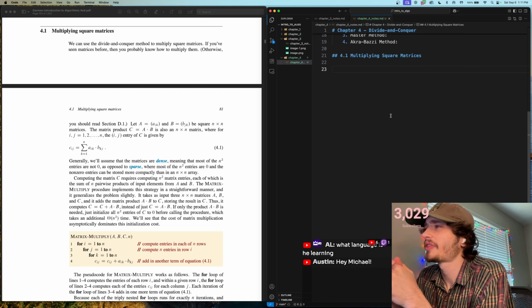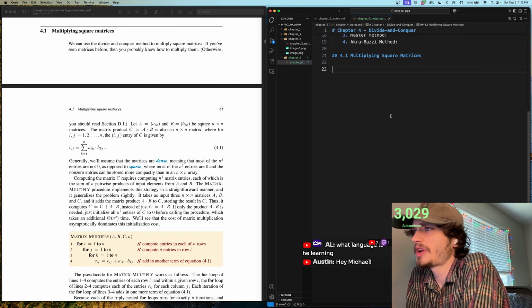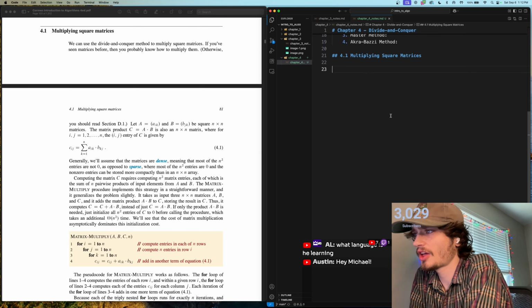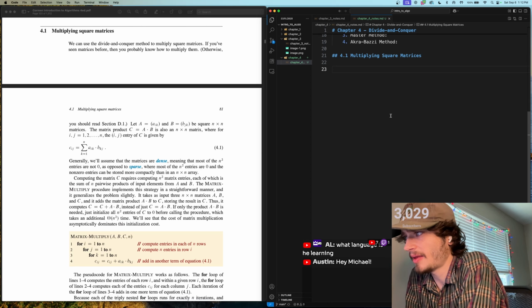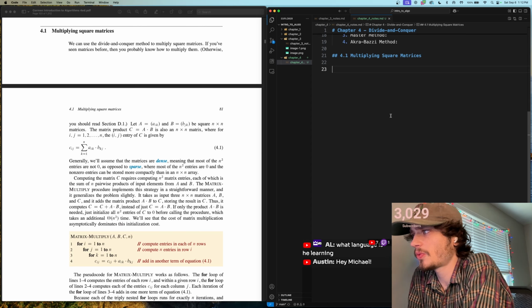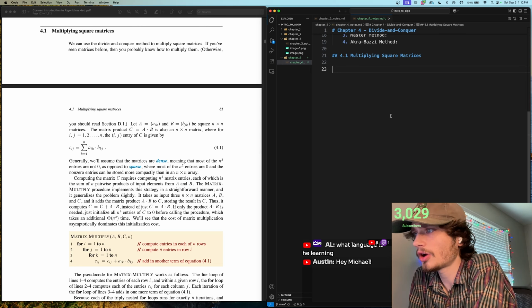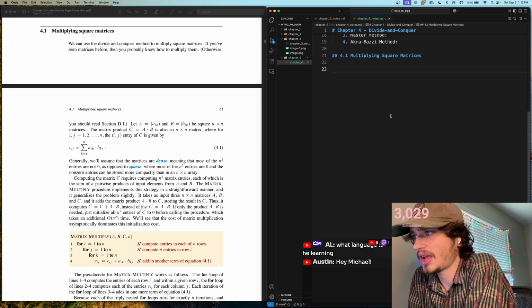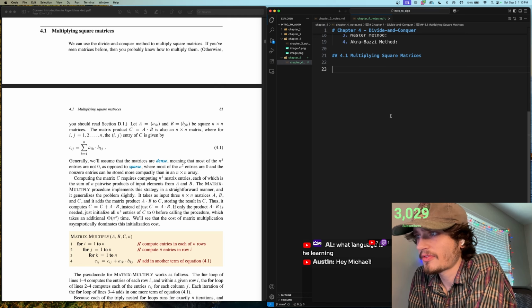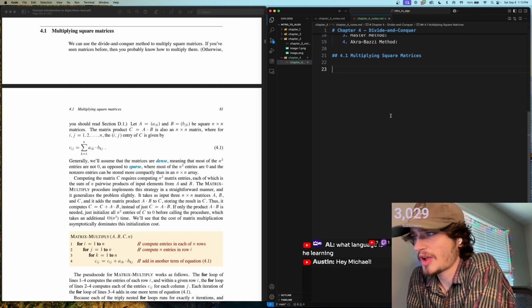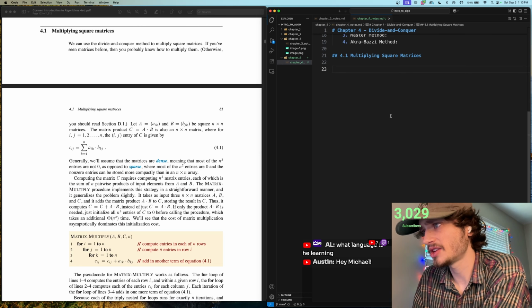We can use the divide and conquer method to multiply square matrices. If you've seen matrices before, then you've probably known how to multiply them. Otherwise, you should read section D.1. Let A = (a_ik) and B = (b_kj) be square n by n matrices. The matrix product C = A·B is also an n by n matrix, where for i and j equal to 1, 2, all the way up to n, the ij entry of C is given by c_ij = the sum over k from 1 to n of a_ik times b_kj, right?